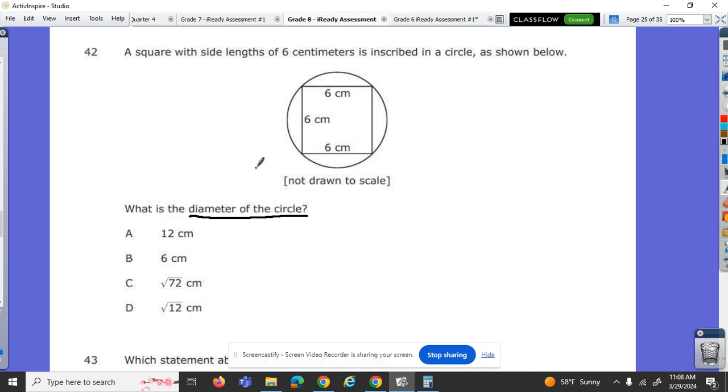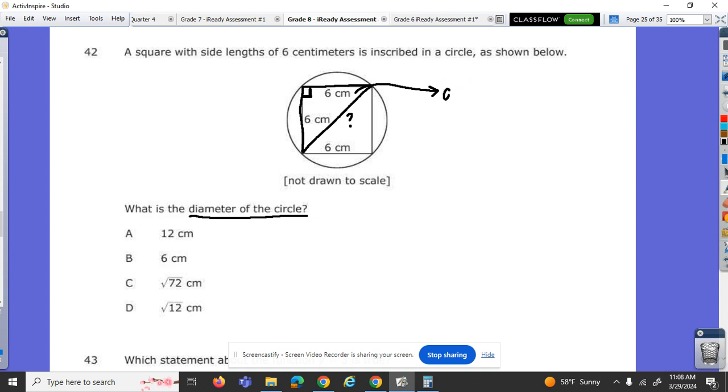If you can visualize the diameter going this way, look at what they've made for you. 8th grade loves to pull in that Pythagorean theorem as many times as they can, so always be on the lookout for that. Okay, so we've got a right triangle, and we're trying to figure out the diameter, which is also the hypotenuse of the right triangle.